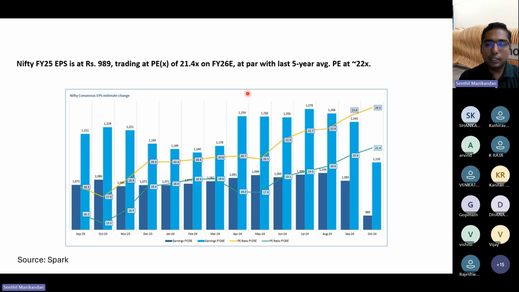And as we have seen in the current second quarter result season, there has been a broad-based moderation in earnings. Even on the Nifty, as of Q1, the projected Nifty EPS for FY25 was close to 1,080 rupees, but it has been revised downward to around 990. But even on the downward revised EPS, Nifty is trading at par with the last 5 years average of close to 22 times.